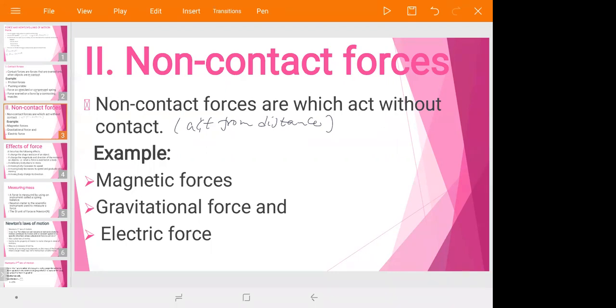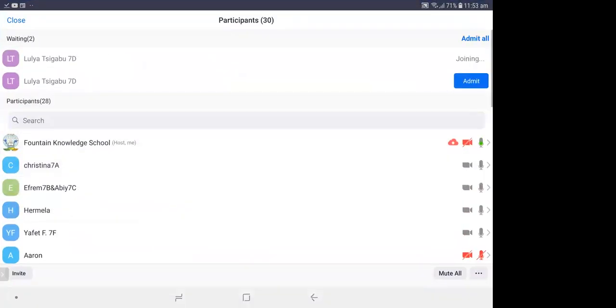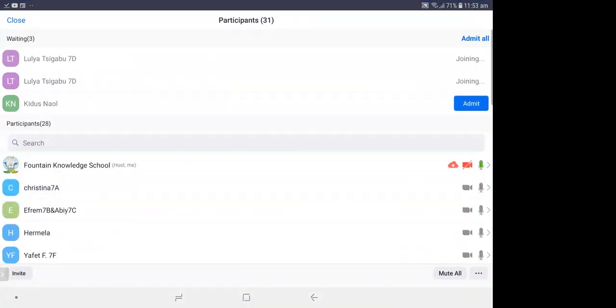The other one is effects of force. What do you know about the effects of force? Yes? What do you know about the effects of force?